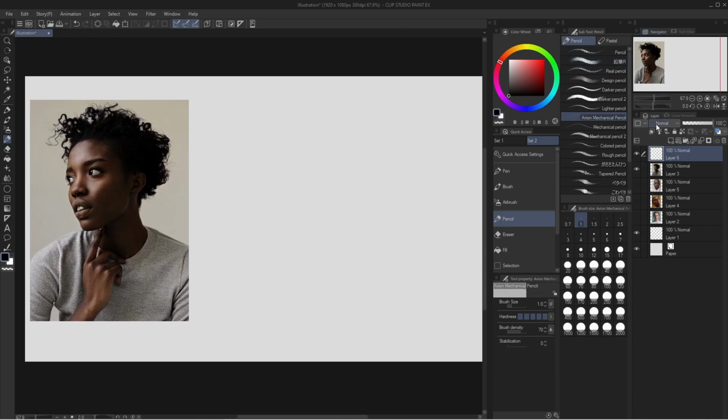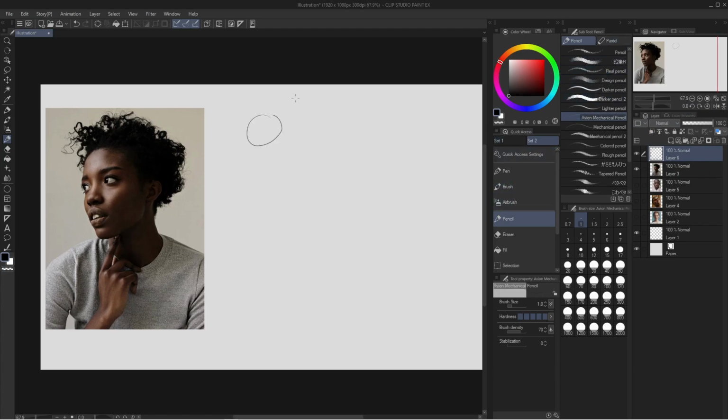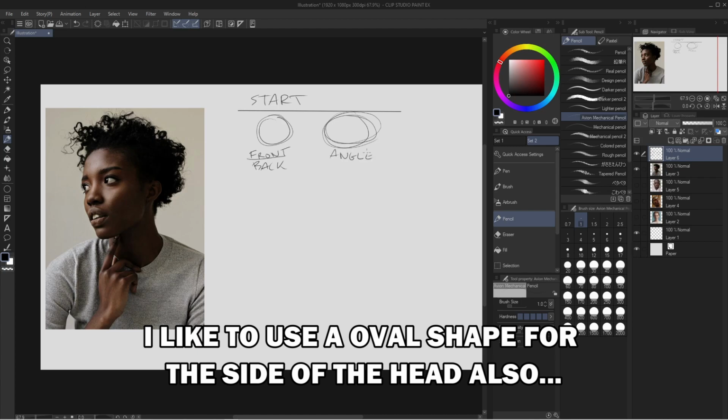So the first step I like to take when I'm drawing the human head is to start with either a circle or an oval. Depending on if you're looking at a person from the front and back view or from an angle, you're going to use either an oval or a circle.